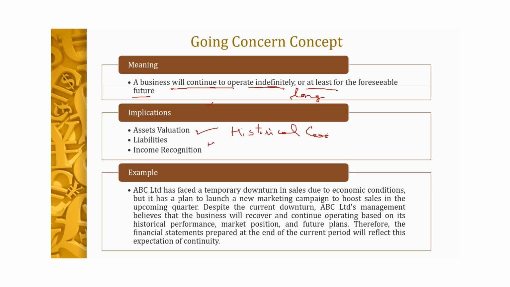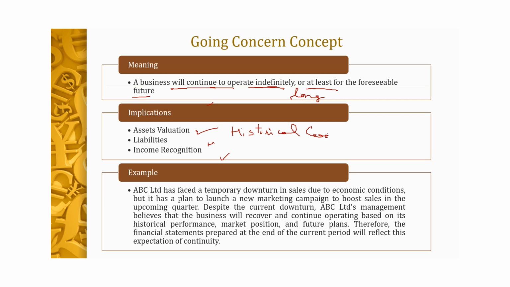सिमिलरली व्हेन वी टॉक अबाउट लाइबिलिटीज, क्योंकि हम कह रहे हैं कि हमारा बिजनेस लंबा चलेगा, सो वी विल असयूम दैट वी विल पे दीज लाइबिलिटीज इन द नियर फ्यूचर, इन द कमिंग टाइम, सो वी विल record these items in the business because we expect that these are to be paid in near future. Now, the next one is income recognition.